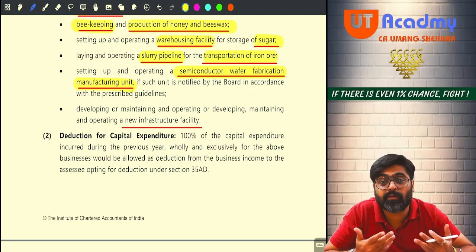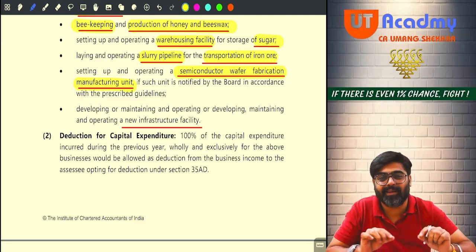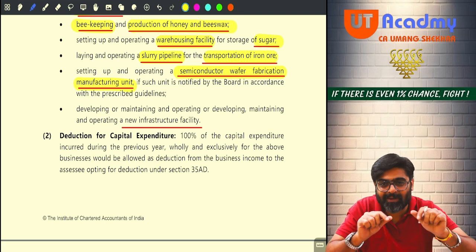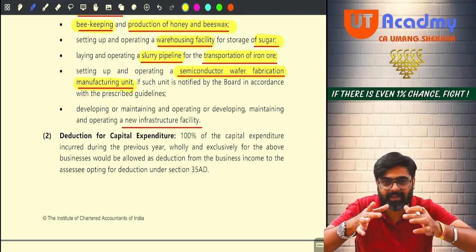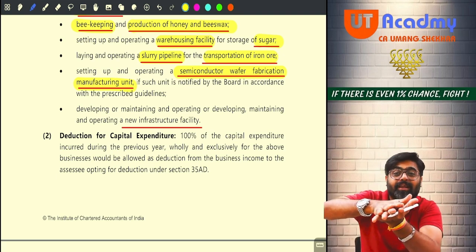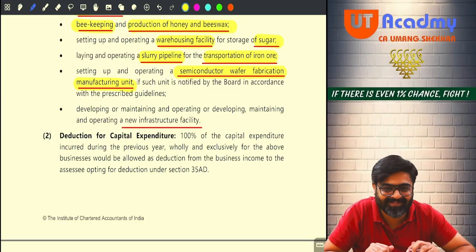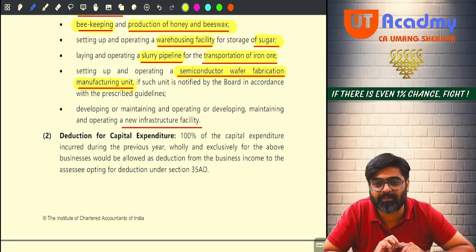Semiconductor wafer manufacturing. This is nothing but a wafer. In technical terms, they call it a wafer. Circuit boards are there, no? These circuit boards are known as wafers for them. So you are into the manufacturing of this business.